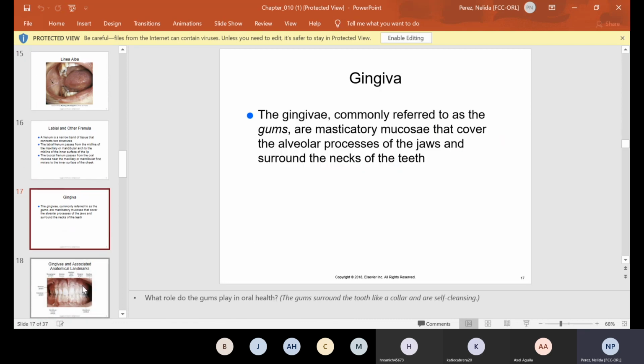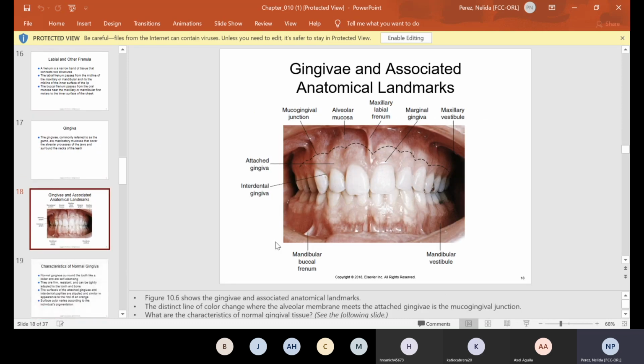And the gingiva, commonly referred to as gums. Some people refer to it also as tissue. So gums, tissue, gingiva, all the same thing. They are masticatory mucosa that cover the alveolar processes of the jaw and surround the neck of the teeth. And it looks like this. So there are different parts of the gingiva. We have what's called the marginal gingiva. That's right at the margin of the tooth here.